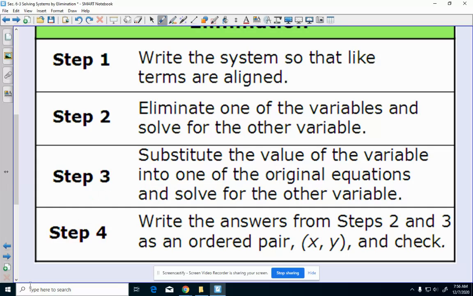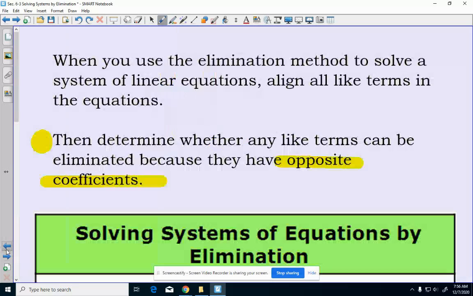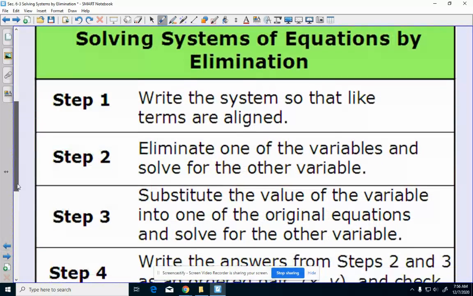Okay, so think like standard form, ax plus by equals c, kind of lining them up on top of each other. In fact, if you look at this example that I just created, they are aligned. Notice that your x values are lined up, your y values are lined up, okay? And so we're going to try to use this method.